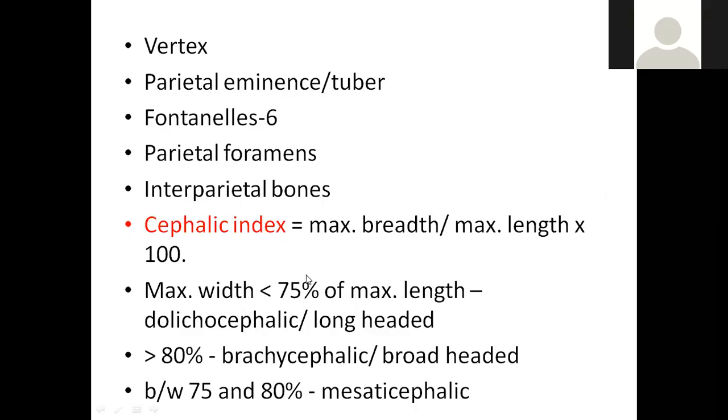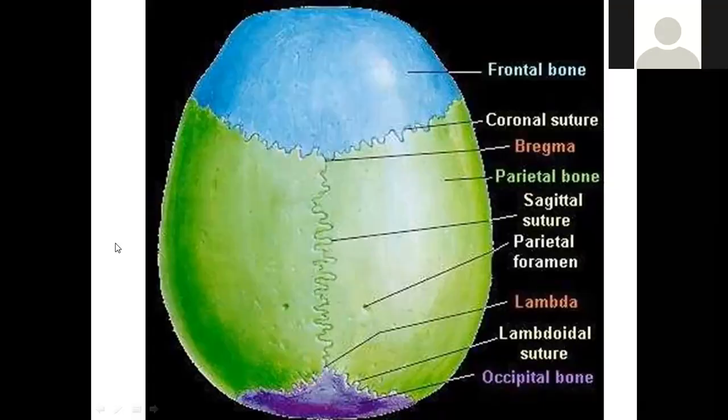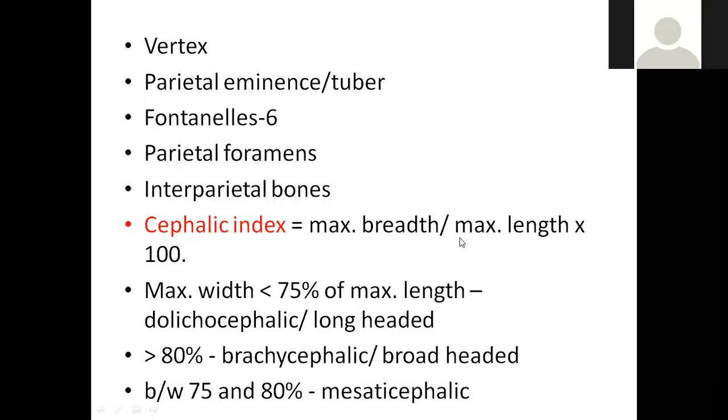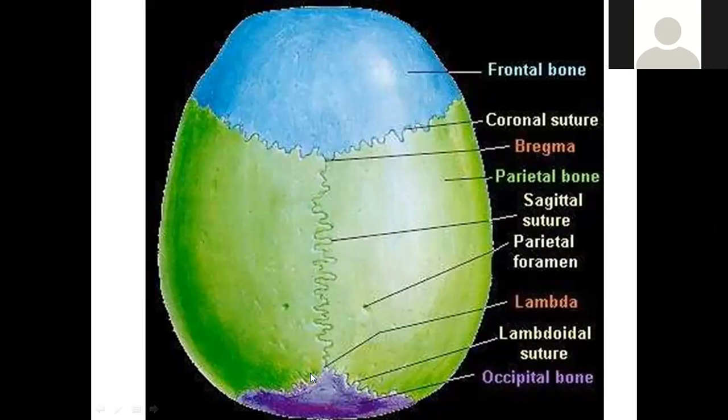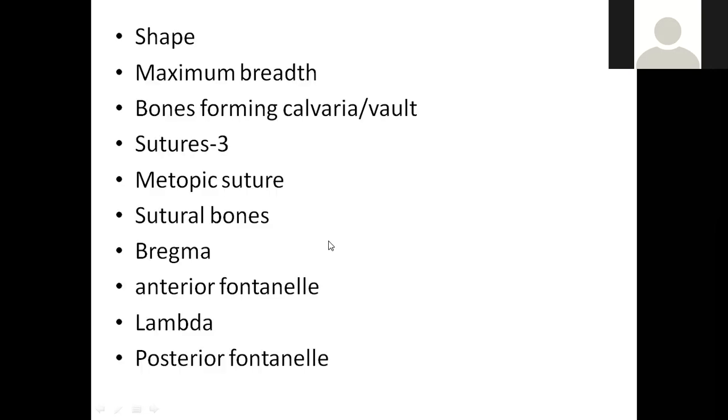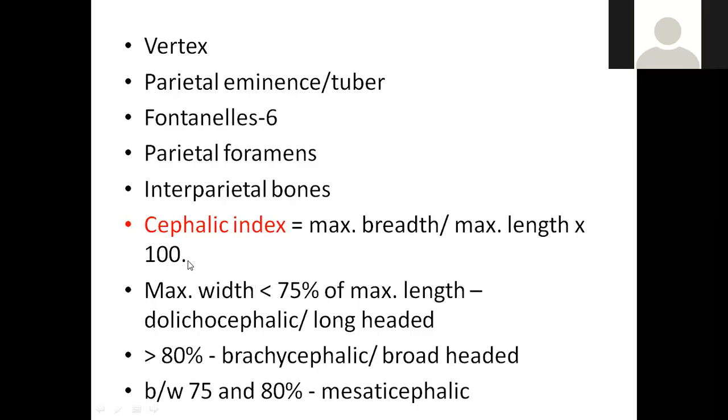Then we can measure the cephalic index, which is the maximum breadth of the skull, where we have the widest part of the parietal eminences, divided by the maximum length, multiplied by 100. It gives the cephalic index.